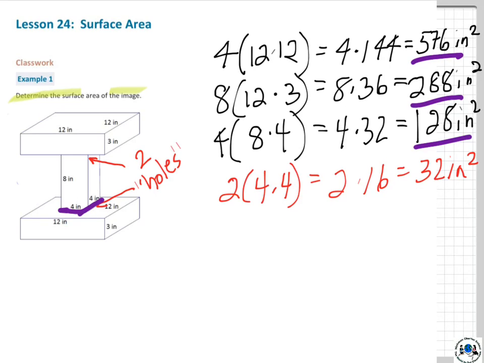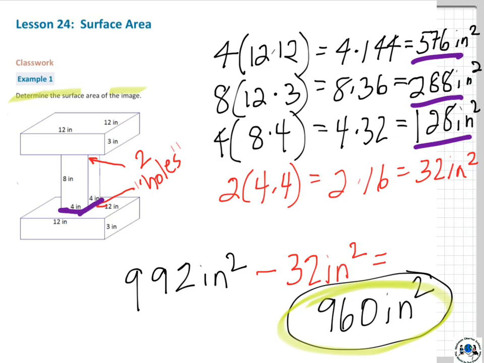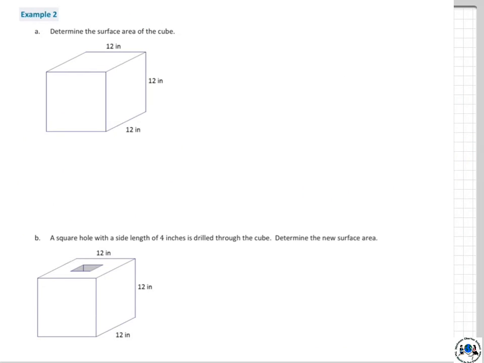All right. So if we go ahead and add up all the positive, we get 992 square inches. Subtract away that negative, and we end up with 960 square inches of surface area on that image. So if you were to paint it, you would need enough paint to cover 960 square inches. Okay, and this one looks really simple, and it is, but it leads to a more interesting problem that follows it. Okay, so here we go.